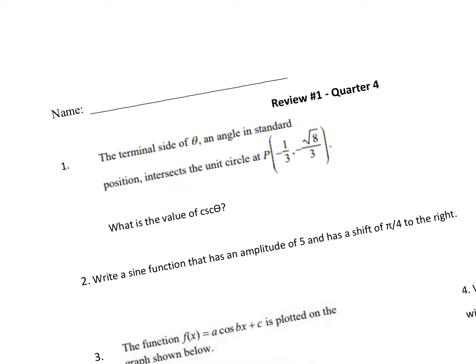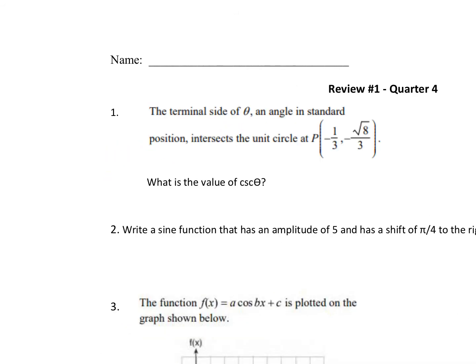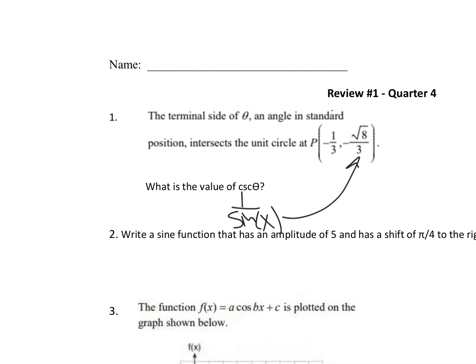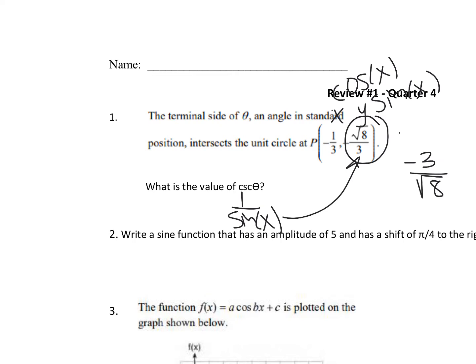The first question asks you to find the value of cosecant given an angle theta on the unit circle. Now, all you have to really know for this question is that cosecant is the reciprocal of sine. This is really 1 over sine x. And sine is the y coordinate of an xy coordinate on the unit circle. Remember, x is cosine and y is sine. So all you have to do is take the reciprocal of this guy, and you'll get negative 3 over rad 8, and that's your answer.